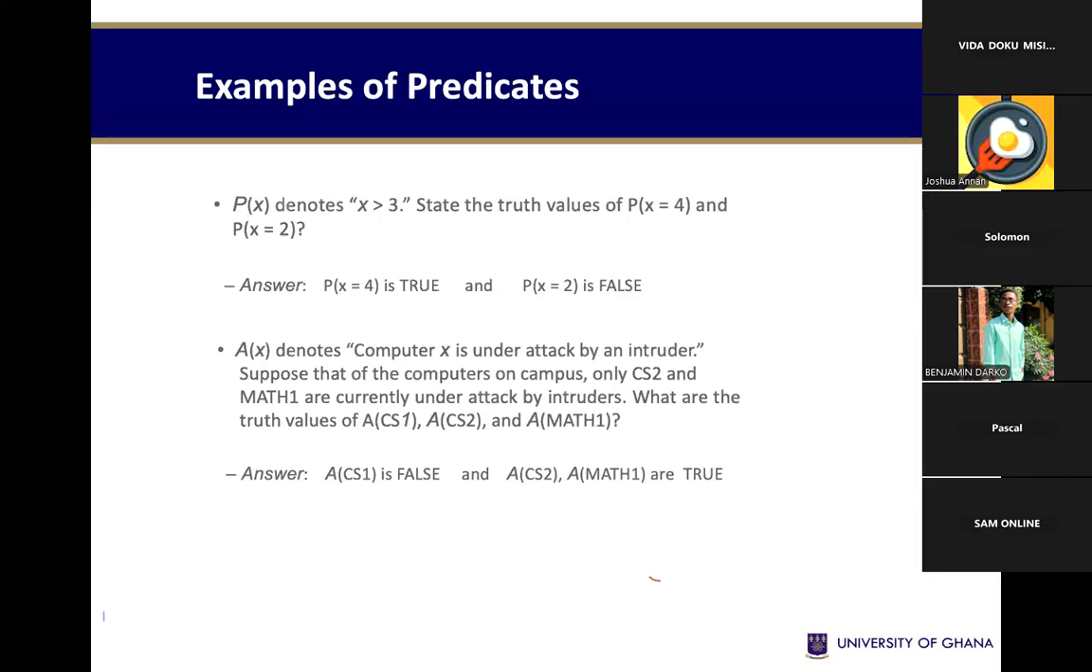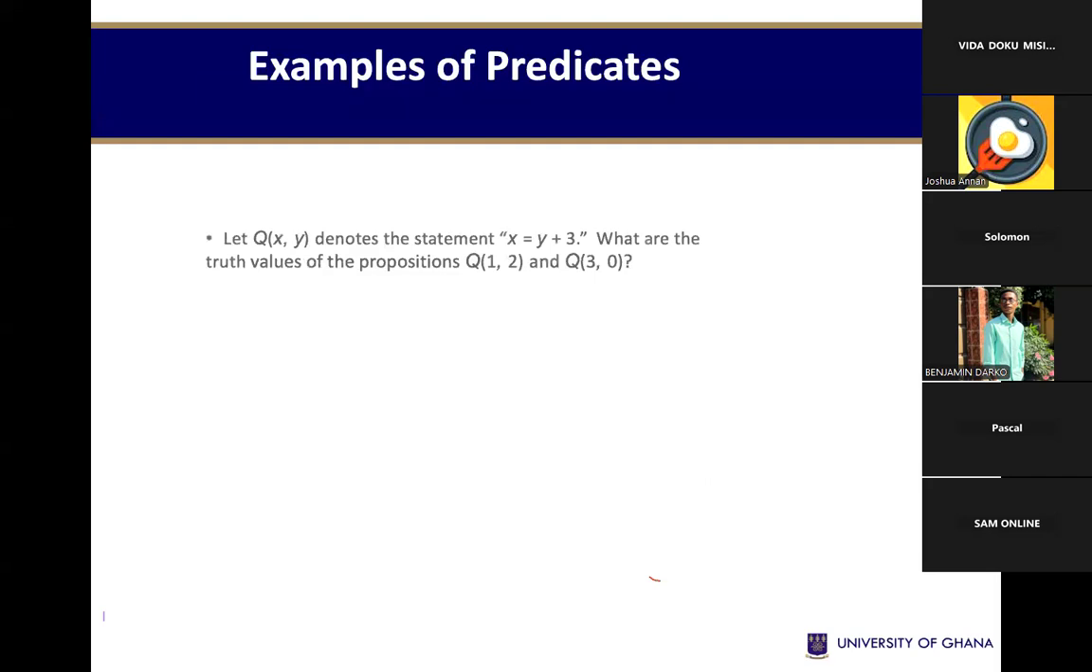So we want to move on to something that is slightly harder. Let Q of X, Y denote the statement X equals Y plus 3. What are the true values of the propositions Q of 1, 2 and Q of 3, 0? Yeah, this one too, I'll give you some 15 seconds. Give it a try. And quickly, if one is done, you can raise your hand and tell me the answer, and you move on. Okay.